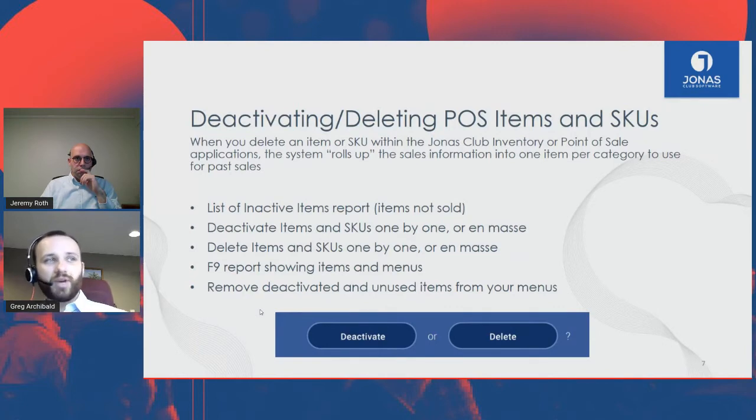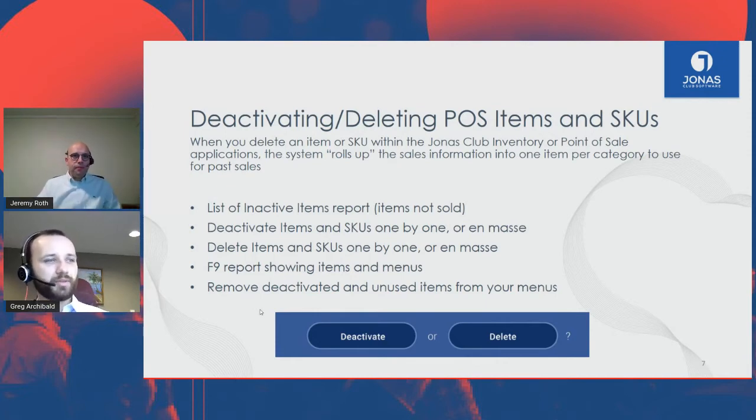Depending on how you want to clean up your system, you can deactivate or you can delete things from Jonas. And once again, since it is very important, I included this description one more time. The very first little paragraph says that when you delete something from Jonas, whether it's an item or a SKU, it rolls up all the sales information for that one item into one item per category. So there's very, very little reporting you can do after you delete something from Jonas. So be careful with that. Usually what we recommend instead is for you to deactivate items.